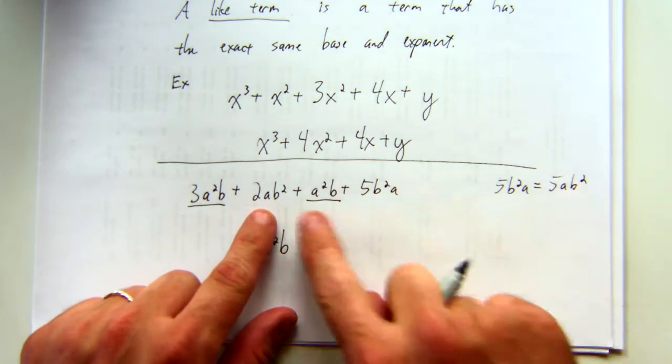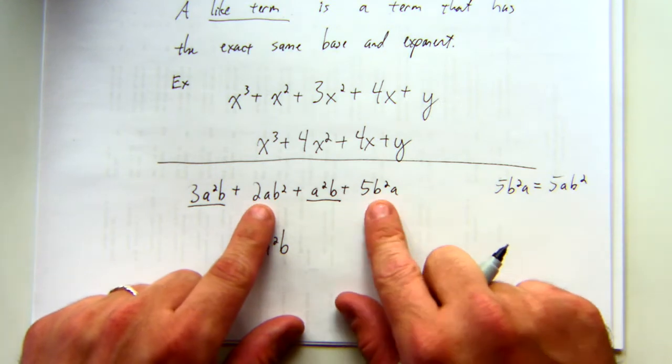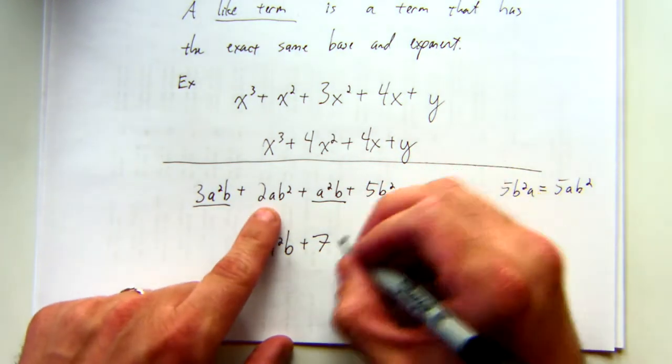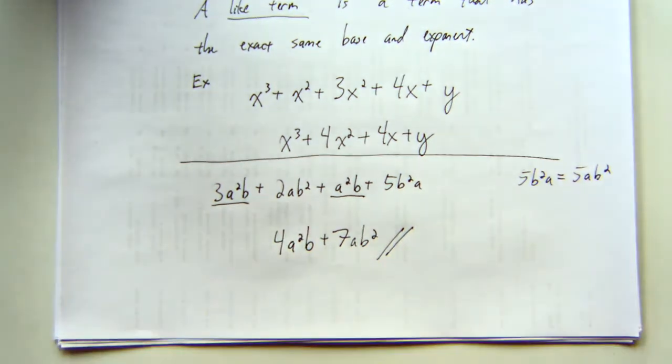Now do you think I could add these two terms? Yeah. So I have 2 of these plus 5 of these. This is going to give me 7 of those, a b squared. And we can't combine any more terms, so we're done.